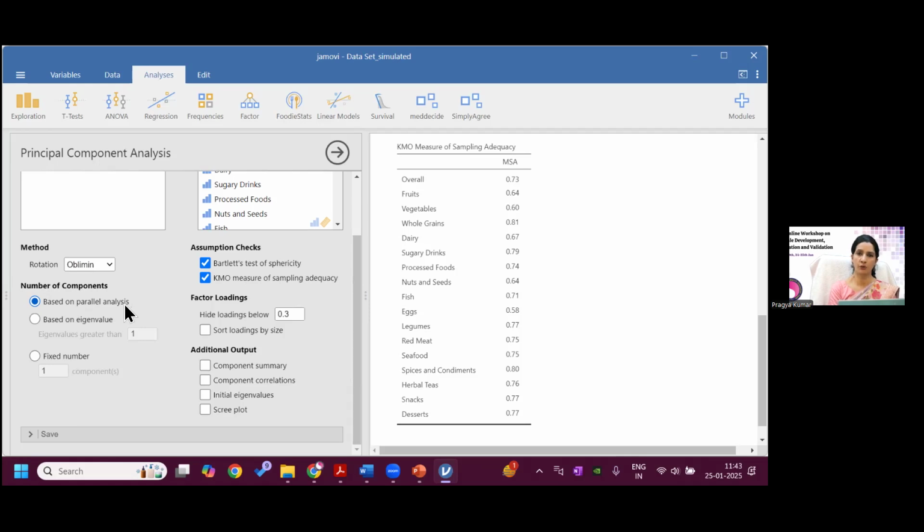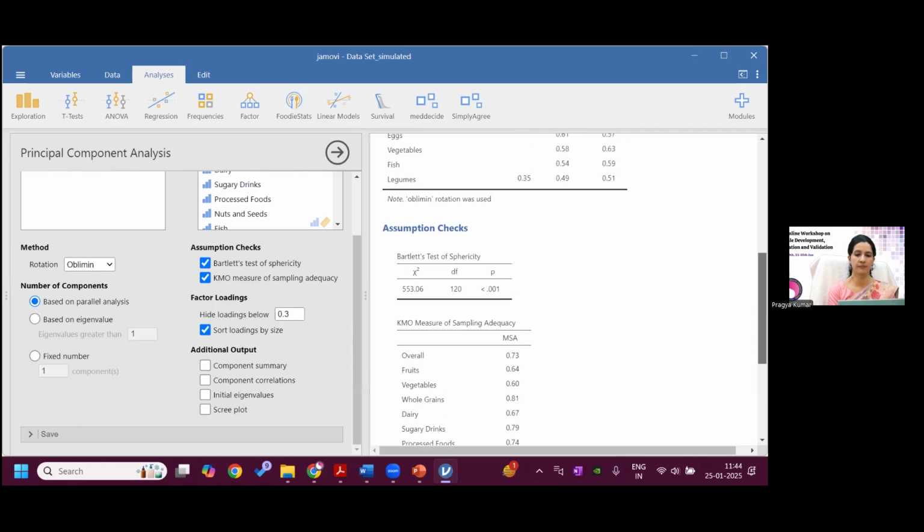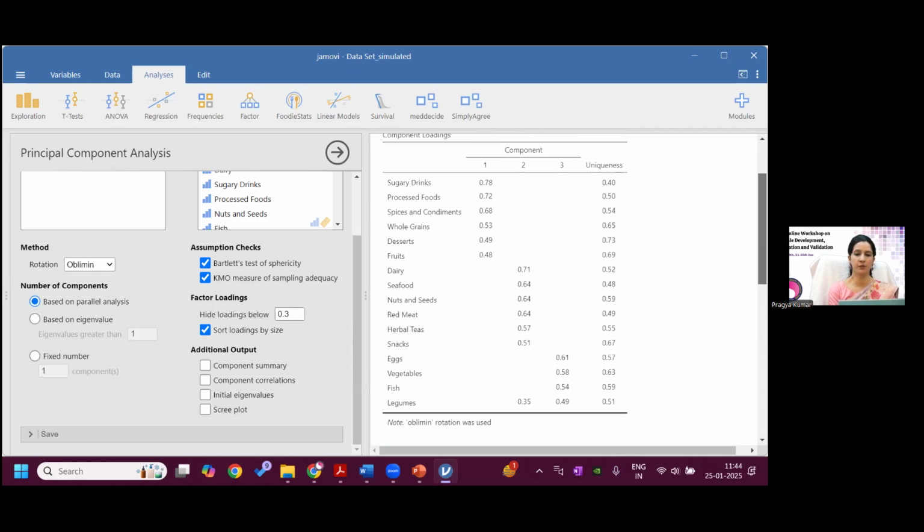Although for academic purposes we have explained that you can take all the factors having eigenvalue more than one, ideally that is not practiced now. So you should use the parallel analysis. And then component loading, by default, comes as 0.3. And if I just sort it by load size, then all these will be in one place. So you can see here it has.